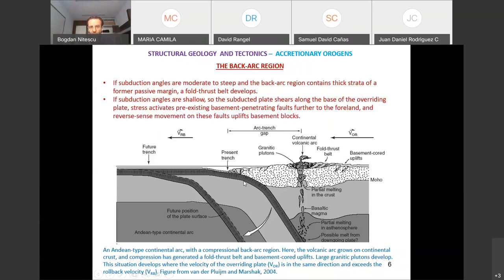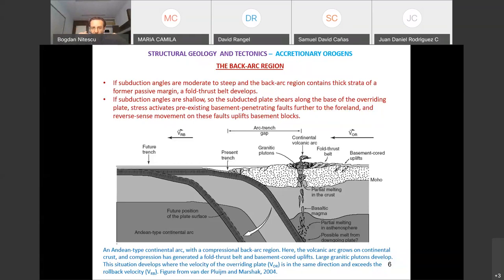The idea is that I say here that if the subduction angles are moderate to steep, and you have the strata on the other side of the arc, you develop this folded frost belt, and it's thin-skinned.